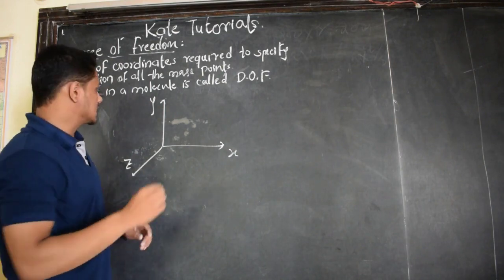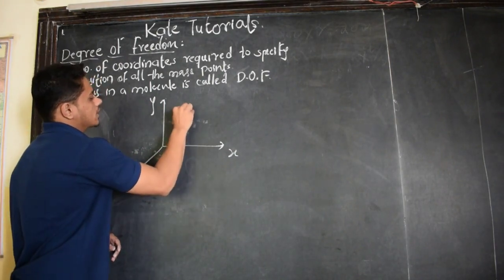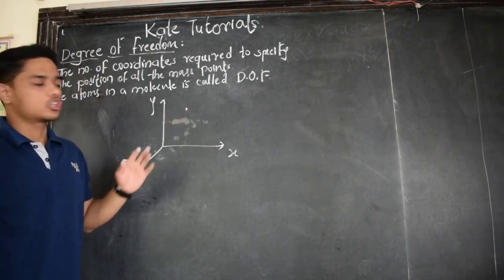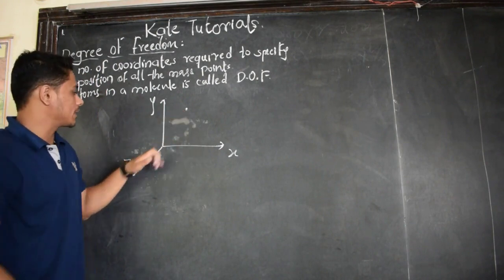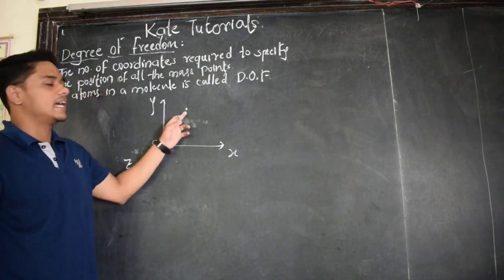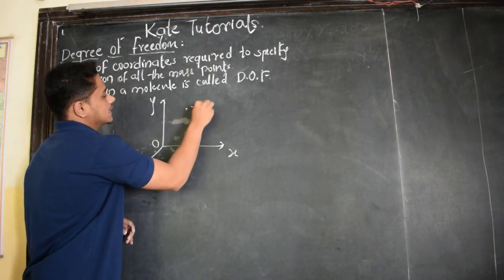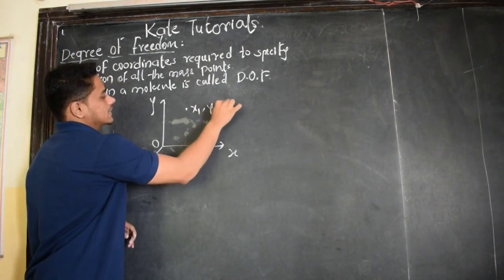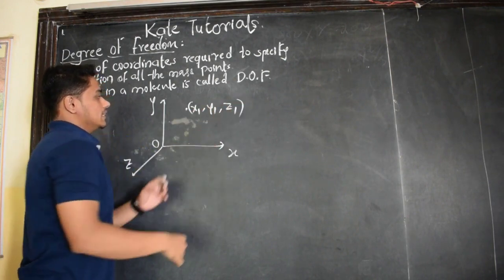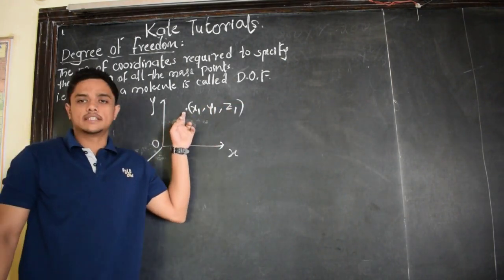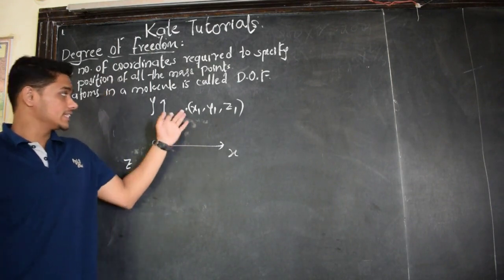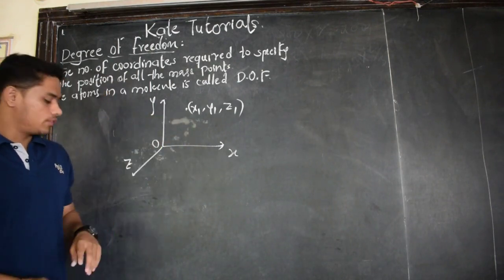If we want to specify the position of one mass point, if this is the point, we specify the position with respect to the origin. We say that from the x-axis it is at x1, from the y-axis it is at y1, and from the z-axis it is at z1. This is the position of this mass point. This is nothing but degree of freedom.